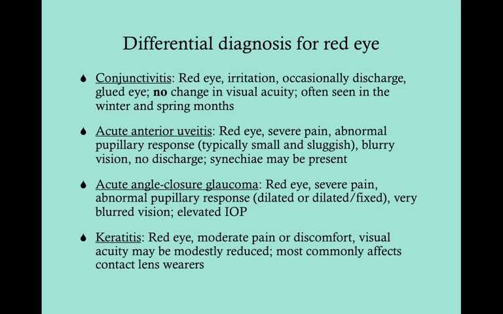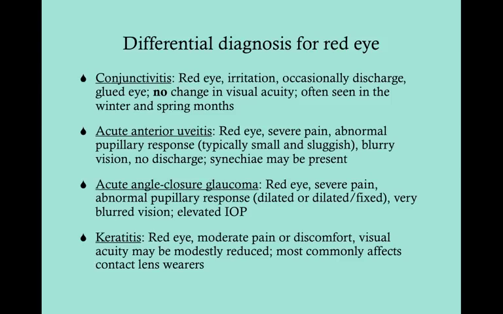So what is our differential diagnosis for red eye? Red eye is anything where you have that injected conjunctiva. First off, conjunctivitis should be at the top of your differential because it is the most common. In this case, you'll have red eye, irritation, occasionally discharge, which can be purulent or watery. And then that glued eye, where the discharge dries up when the eyes are closed, and it's hard to open the eye, you get that resistance.